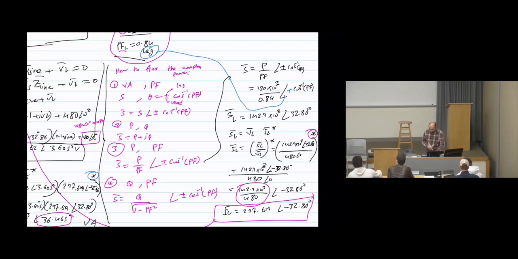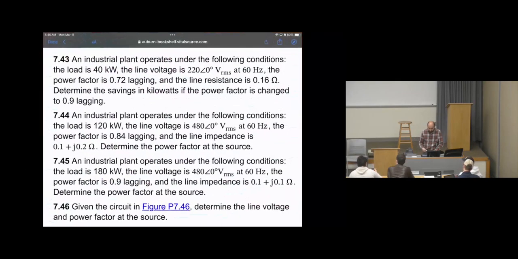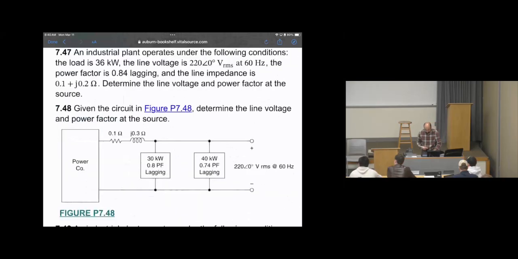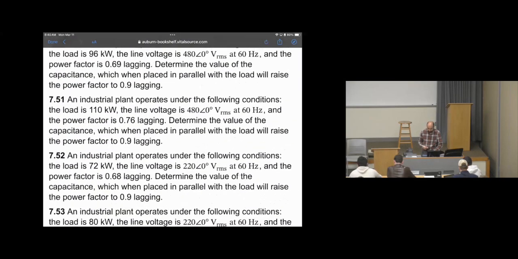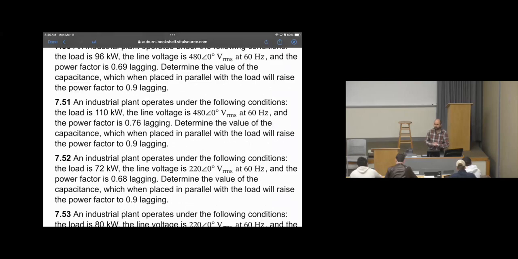Now let's go to another problem. Problem 744 is an example of power factor analysis with complex power. I'm going to go to another problem, 751. This 751 is considered a power factor correction problem. This is another type of real-life problem that we see.